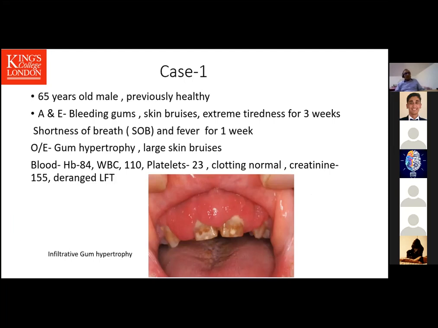As you can see in the picture, he has got infiltrative gum hypertrophy. It is not bad hygiene. Of course, you can see his teeth are not very clean, but there's a clear overgrowth of the gum, and it is a gum hypertrophy.